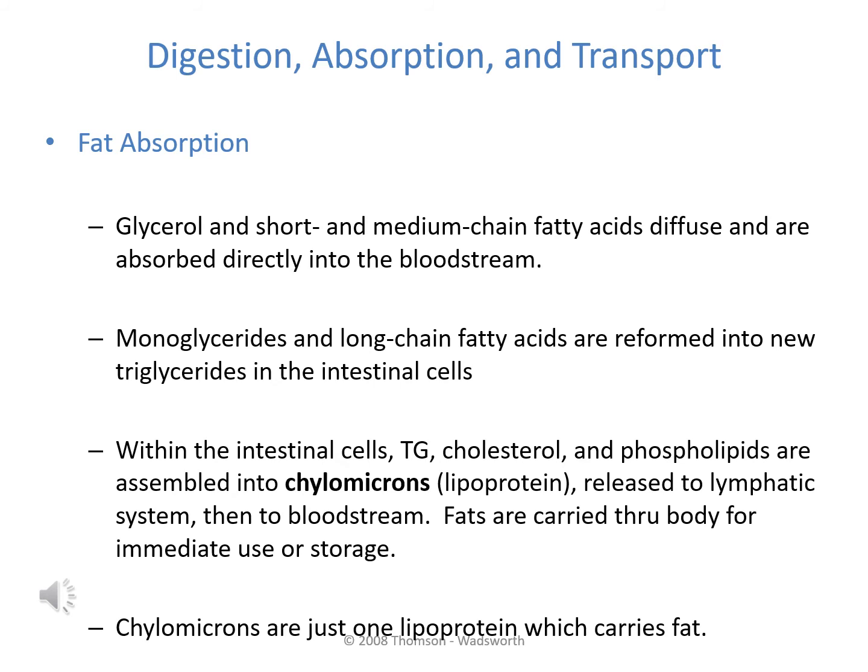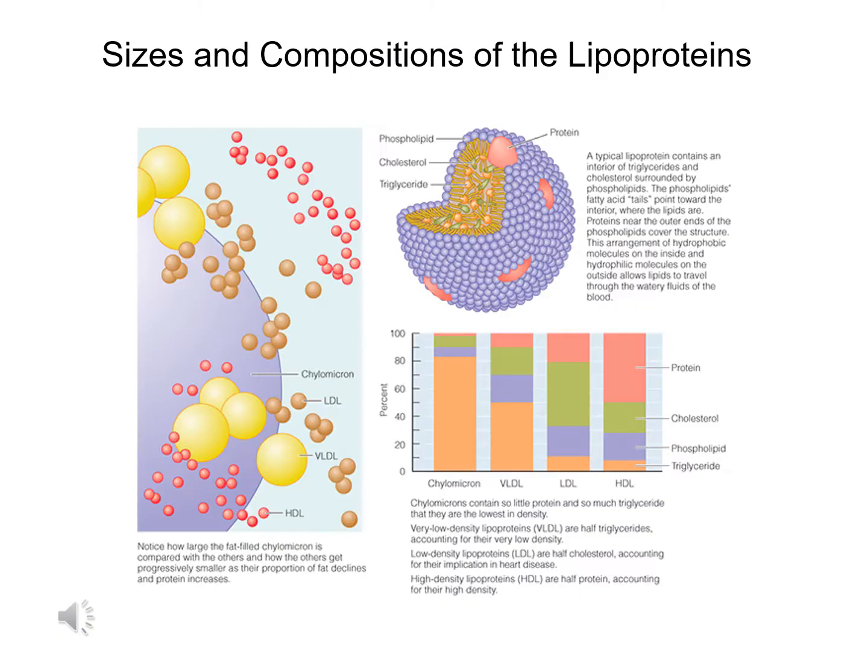These fats can then be used in some cases for immediate energy. In other cases, they may be stored for future use. These chylomicrons are just one example of a lipoprotein or a fat transporter. The chylomicrons are one of 4 lipoproteins that we are going to review. As a group, these lipoproteins or fat transporters are very important because they help to solve the body's challenge of transporting fat through our water-based bloodstream.